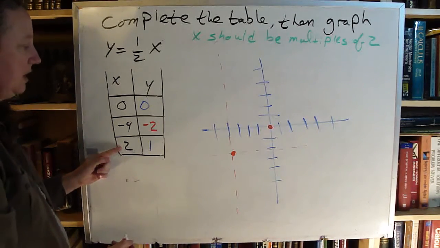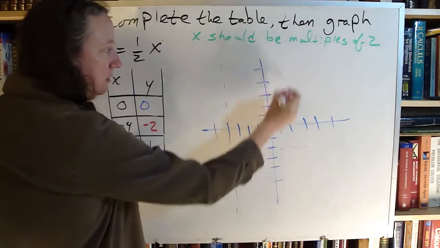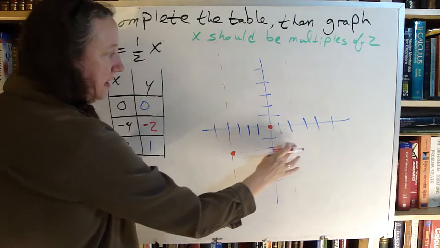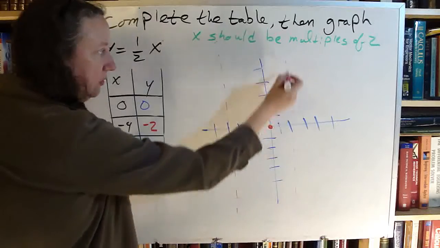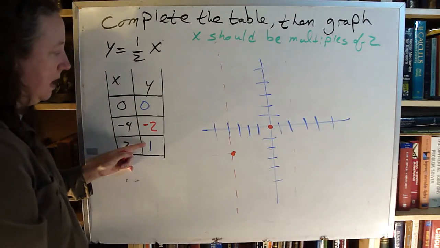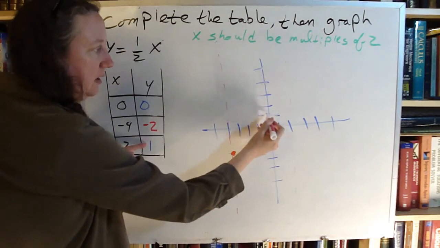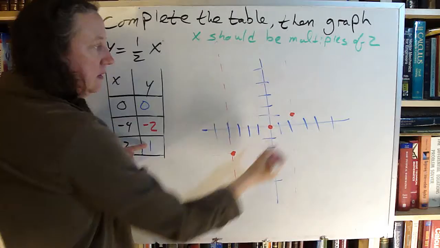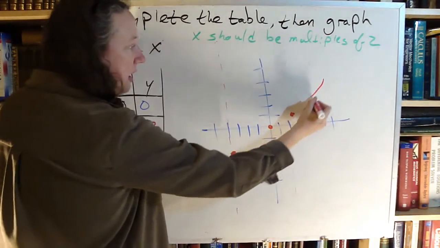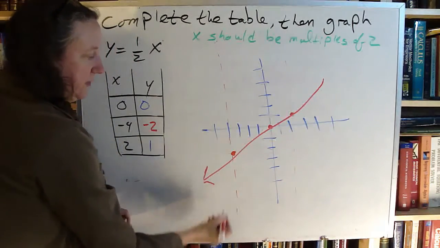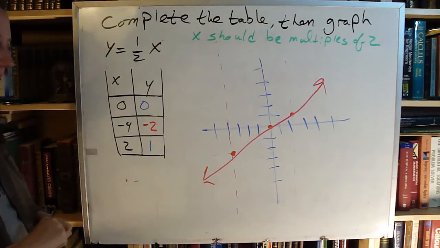Last number, 2, 1, so my x is 2, so I go in the positive direction 2. Get rid of my extra dots here, because I don't need them anymore. So x is 2, y equals 1. My y direction, positive, up to 1. Draw the line to connect the dots. Put the arrows at the ends of the line to say we could have chosen other numbers.